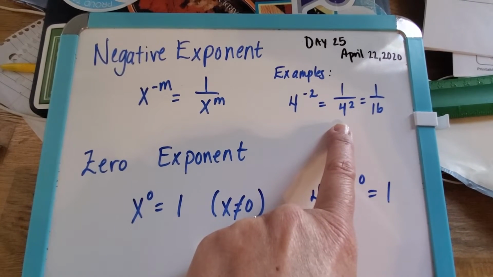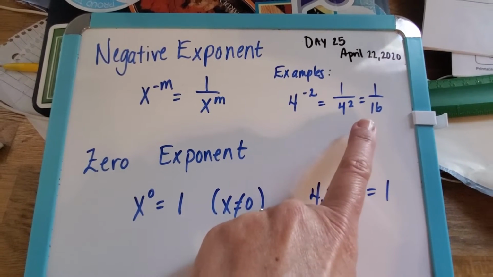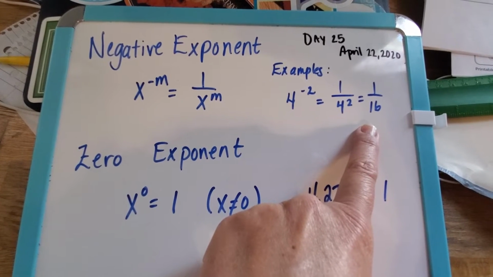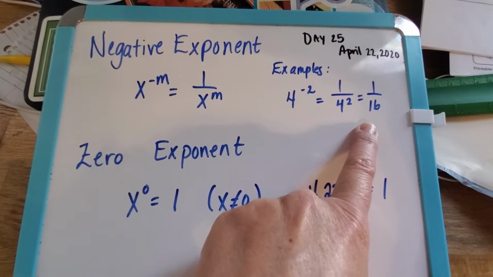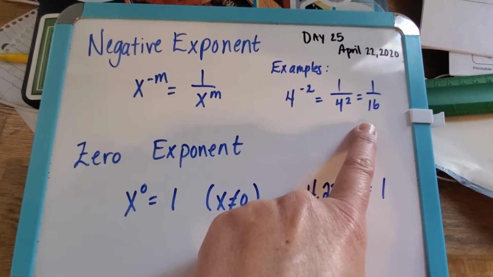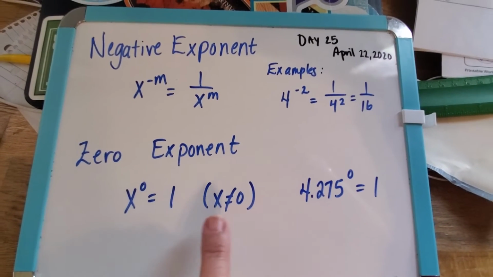And the ones that we're going to work with today contain all numbers, so we're going to take them a step further and go ahead and multiply them out. So 4 to the second means 4 times 4, and 4 times 4 is 16. So we can just leave it as 1 over 16. And we're going to look at a lot more examples.